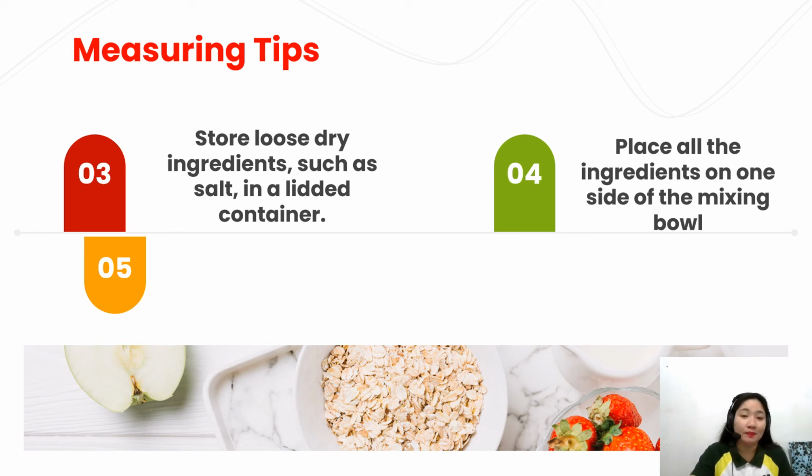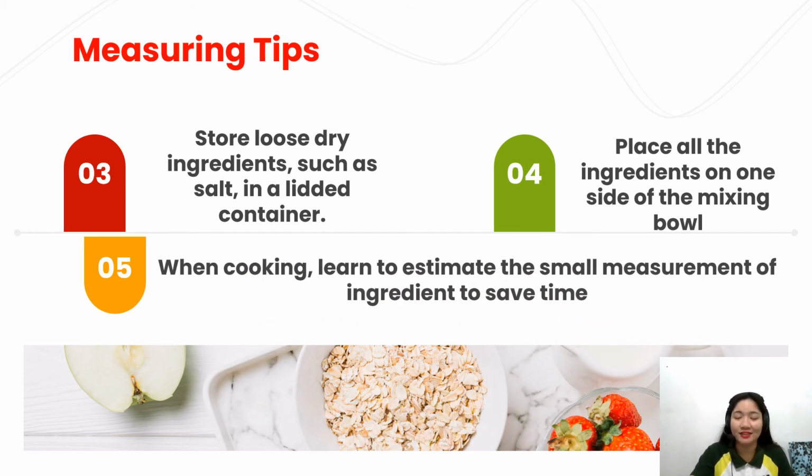For our last tip, when cooking, class, learn to estimate all the small measurements of ingredients to save time. So measure the amount of an ingredient into the palm of your hand. Observe the look and feel of the quantity and then try to pour that same amount into your palm without measuring first. Then measure the amount you poured out to see how close you are to the actual measure.